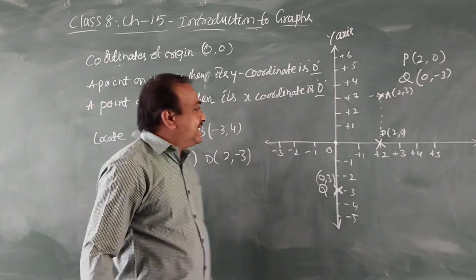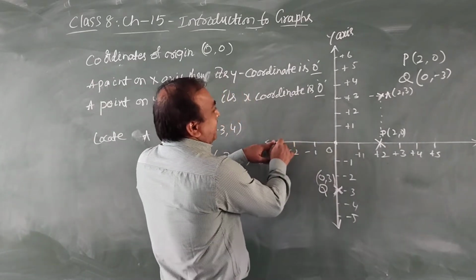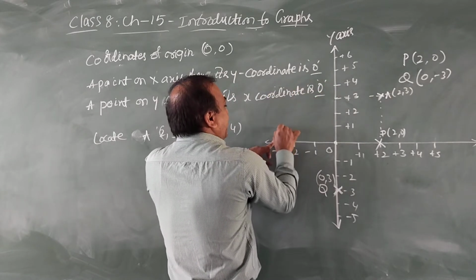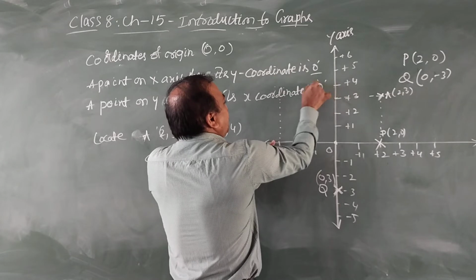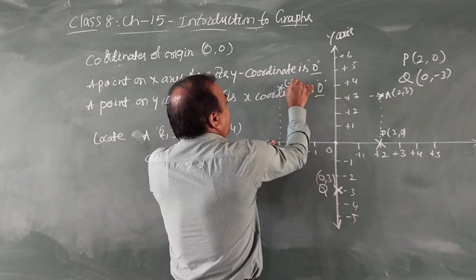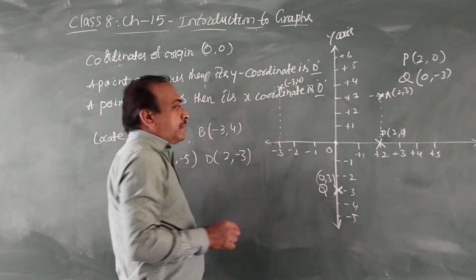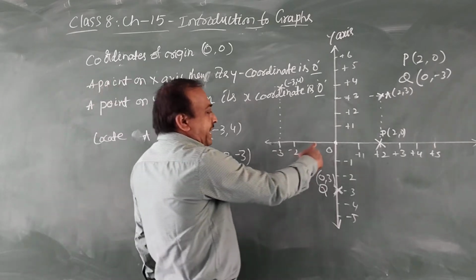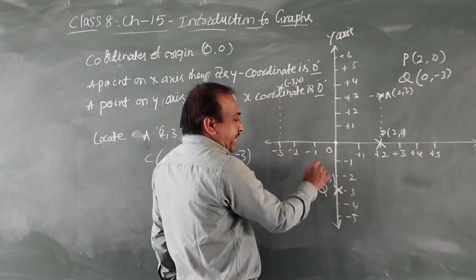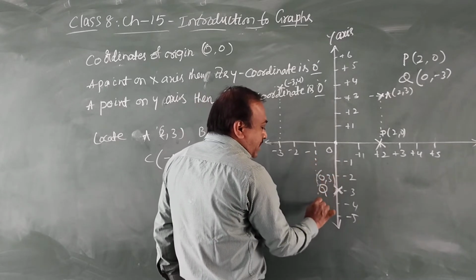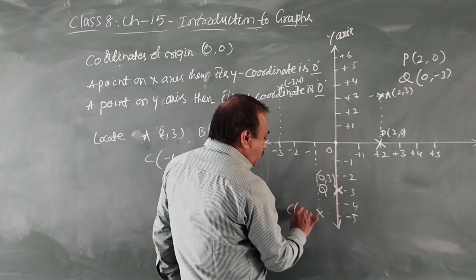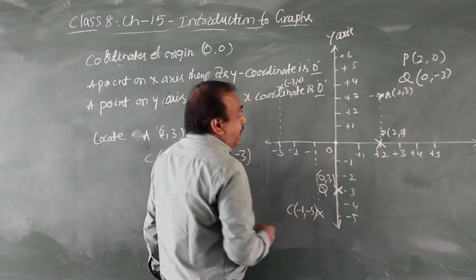locate B, minus 3 comma 4. Minus 3 is here and 4 is here. So this is minus 3 and this is 4. So this is the point minus 3 comma 4. Next, minus 1 comma minus 5. Minus 1 on the x-axis and minus 5. So this is minus 1 and minus 5. So this is C, minus 1 comma minus 5.